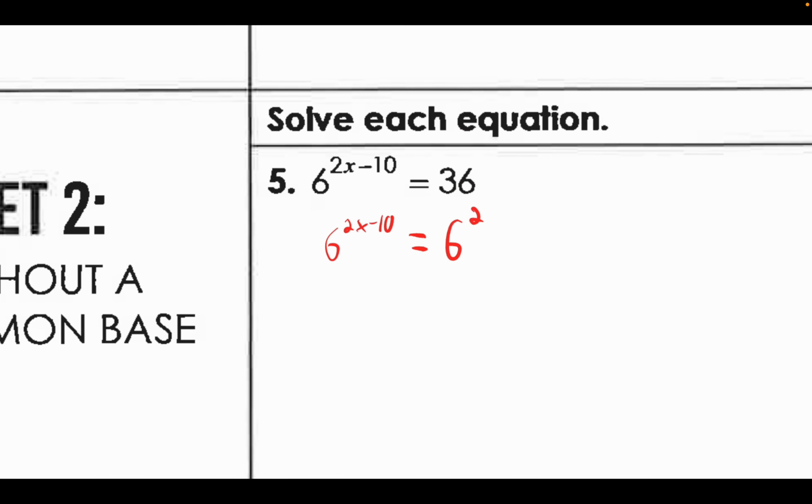And so now I can set the exponents equal to each other and get 2x minus 10 equals 2. I can start solving the same way we did up above. I'll add 10 to both sides, giving me 2x equals 12. I'll divide both sides by 2, giving me x equals 6.